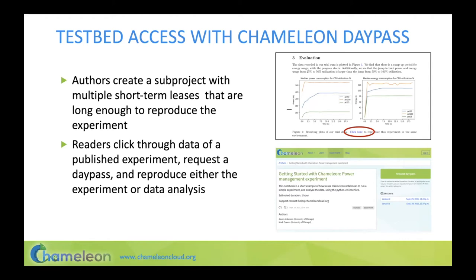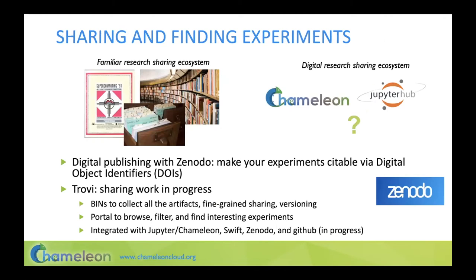If I'm sitting there with my iPad, I want to click and be just a few clicks away from actually being able to play with the data in the Jupyter notebook, or rerun that experiment. And then last but not least, how do we find those experiments? So the current experimental ecosystem relies on us publishing papers, and those papers get collected in something like proceedings, they get put in libraries, and then you've got some indexing system for figuring out how to find what you want. For digital artifacts, it's a little bit different.